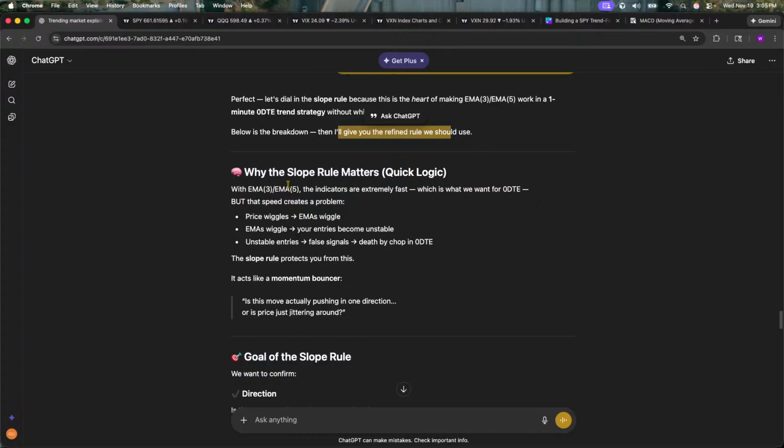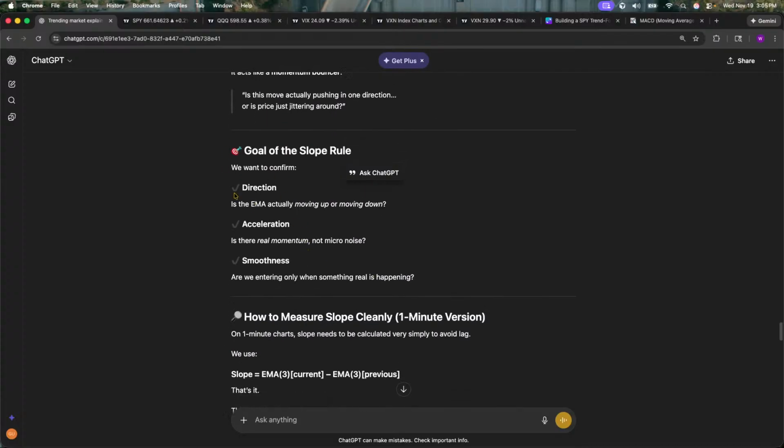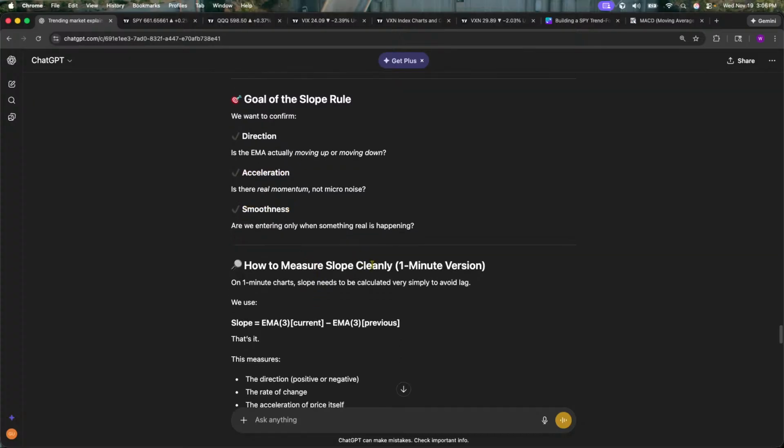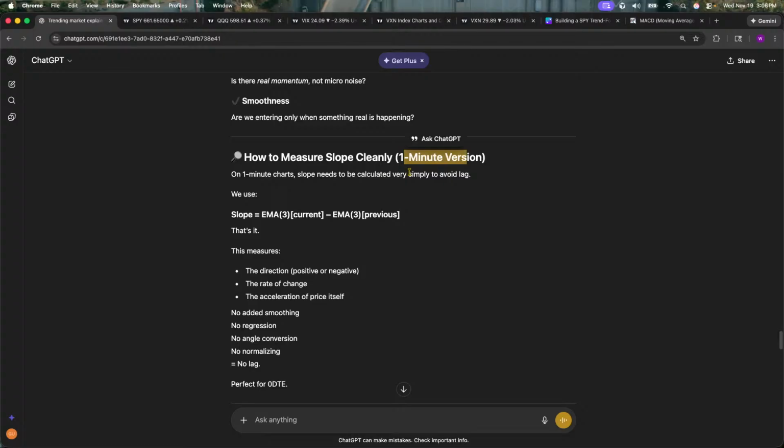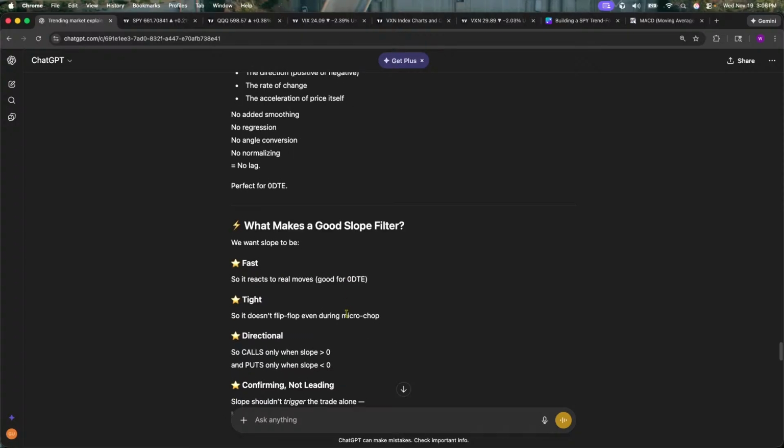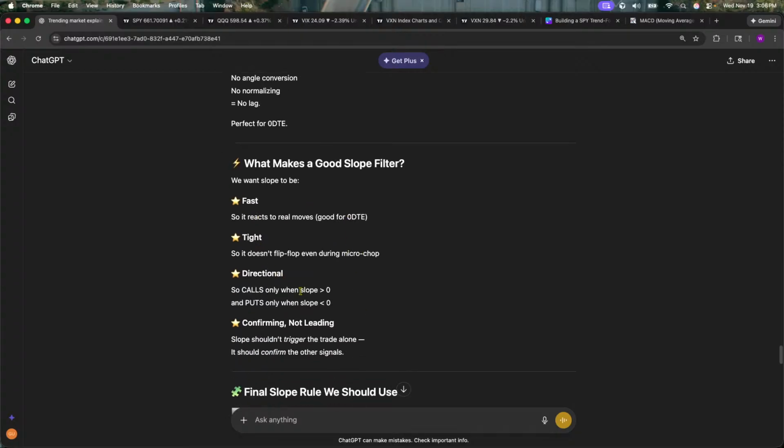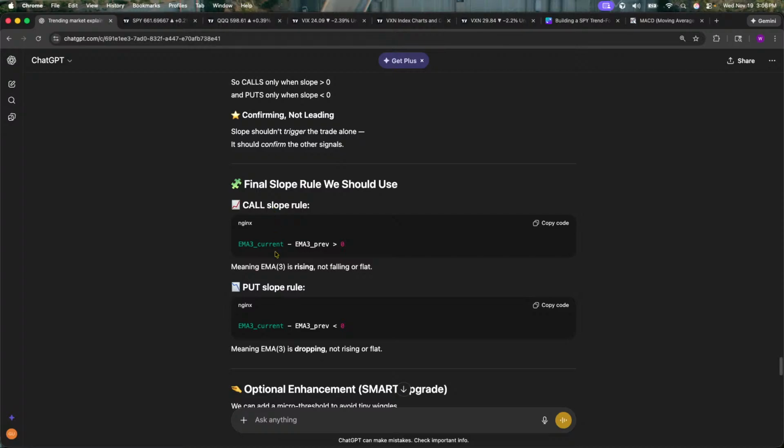When EMA 3 is over EMA 5, the indicators are extremely fast, which would work for 0 DTE, but the speed can create a problem. The price wiggles, the EMA wiggles. The slope rule: we want to confirm the direction, the acceleration, and then the smoothness. How to measure the slope cleanly with the 1 minute version: on the 1 minute chart, slope needs to be calculated very simply to avoid lag. We use the slope to measure fast, tight direction, and confirm the slope.